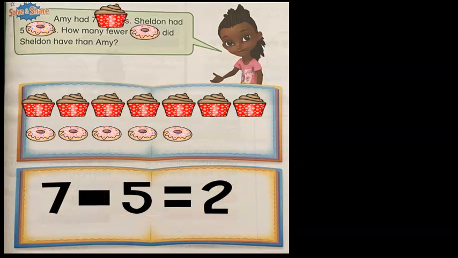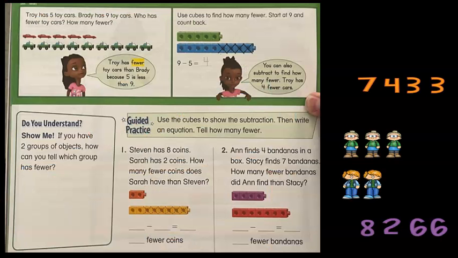Now keep looking at your screen as we're going to come to the next slide here. Now first graders, if you look here at this slide, let's look up here first. Read with Mr. Bigay. Here we go. Troy has 5 toy cars. Brady has 9 toy cars. Who has fewer toy cars? How many fewer?